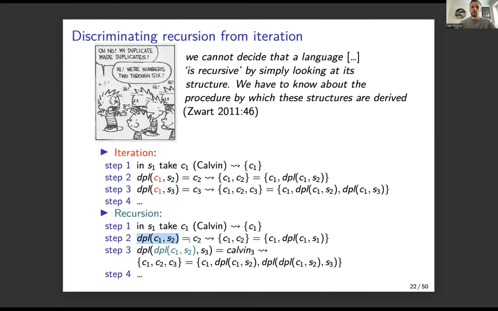Now, the important point is that the output is one and the same. So you have one and the same set. The difference lies in the procedure. So here you have Calvin, his duplicate, and his another duplicate. Here you have Calvin, his duplicate, and the duplicate of Calvin. And this is exactly what holds, according to Zwart, in the case of language, where he says that we cannot decide that a language is recursive by simply looking at its structure. We have to know about the procedure by which these structures are derived.